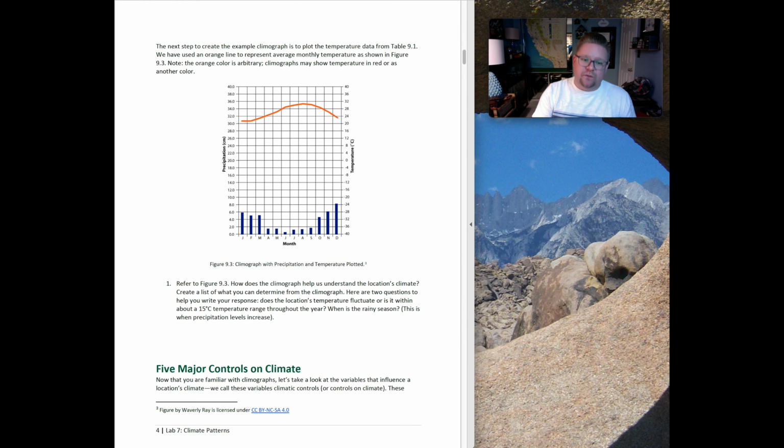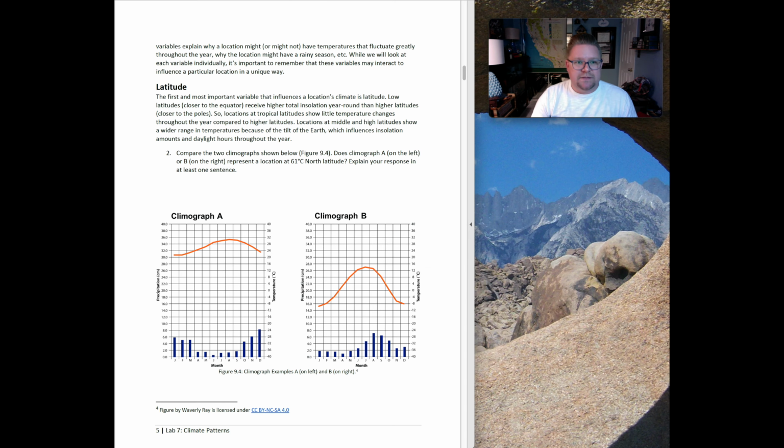So now that you're familiar with how to observe and interpret climate graphs, we can now look at some of the variables that influence a location's climate. We call these climate controls. So on the next page, we can see what they are. The first one is going to be latitude. The first and most important variable that influences a location's climate is its latitude.